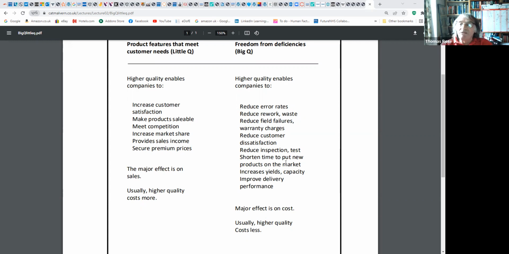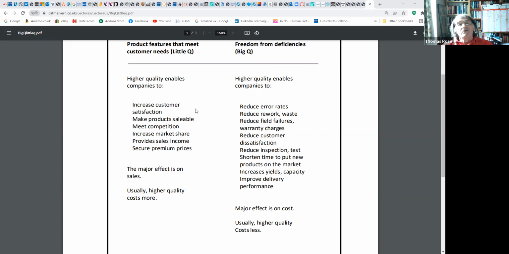But quality management is all about Big Q, making sure that the delivery process is free from error, rework, failure, warranty charges, customer dissatisfaction, reduced inspection, and shortened lead times, improve yield, improve delivery performance. So there we have it. The left-hand side is QI predominantly, and the right-hand side is quality management. And that's a really good definition of quality management and quality.